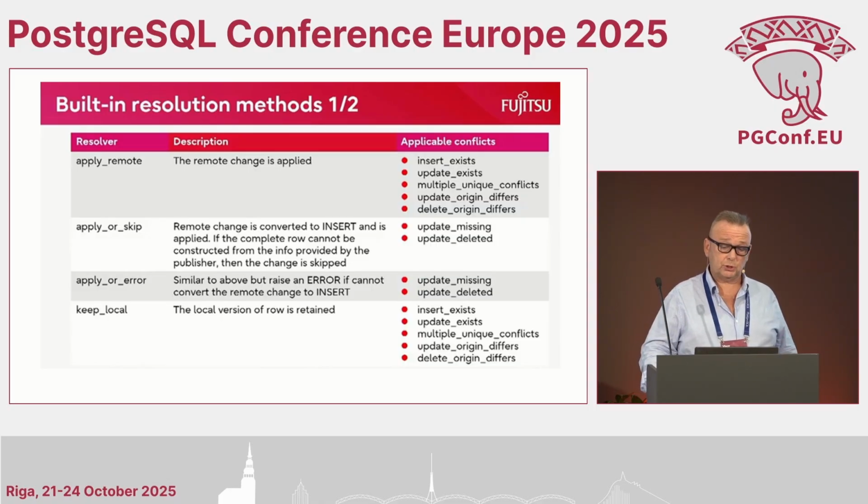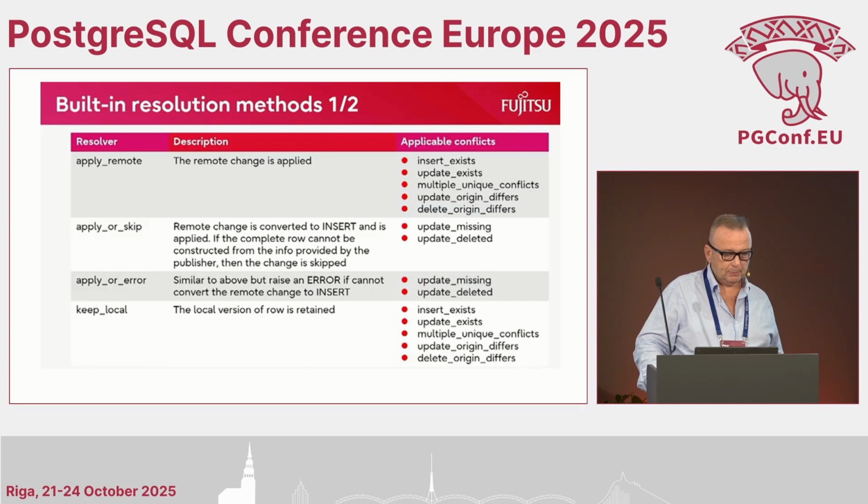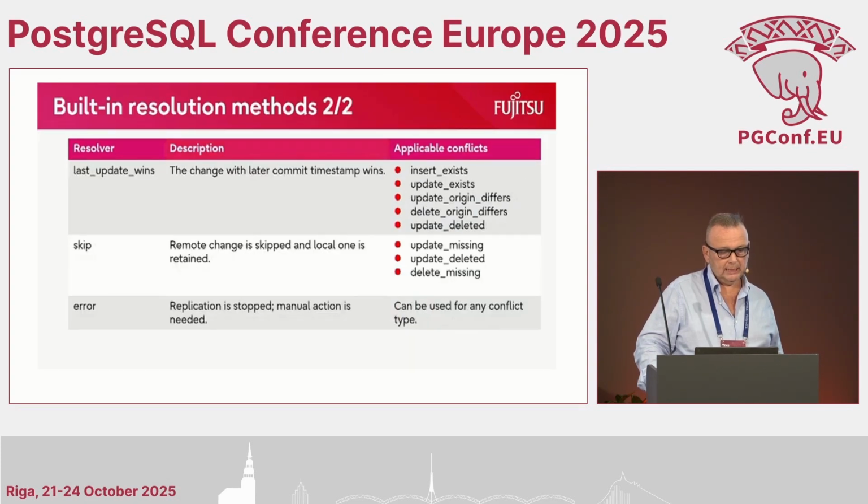Resolver is the resolution method, and the description is the outcome. And applicable conflicts are the list of conflicts for which you could choose to map it. And the list goes on. We have apply remote, apply or skip, apply or error, keep local, and then we've got last update wins, skip, and error at this stage.